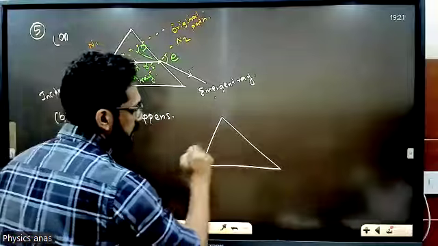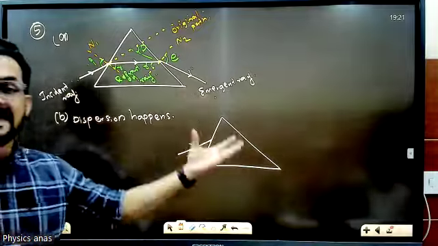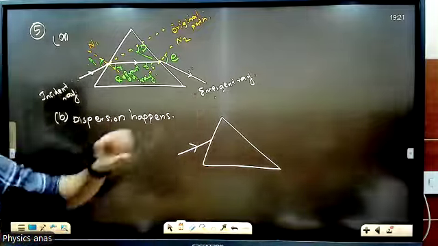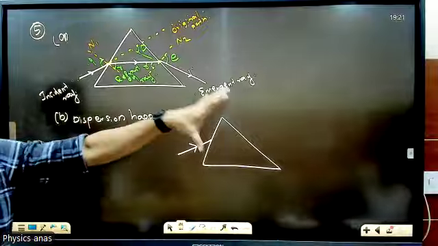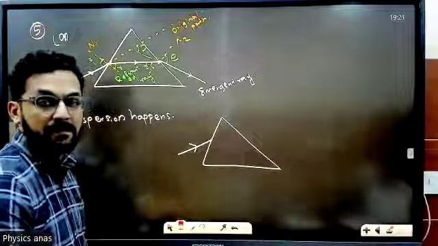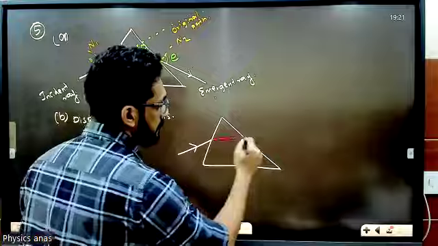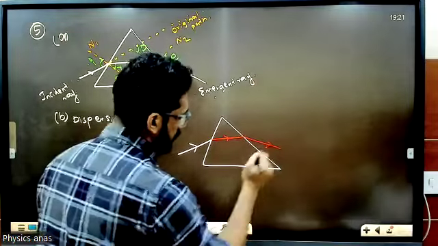This is white light. When white light is incident on a prism, what happens? It is hitting the prism obliquely. So dispersion happens. What is dispersion? Splitting of white light.